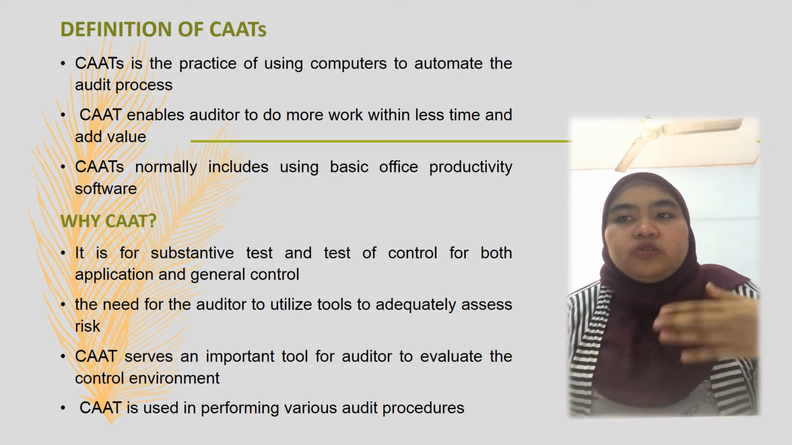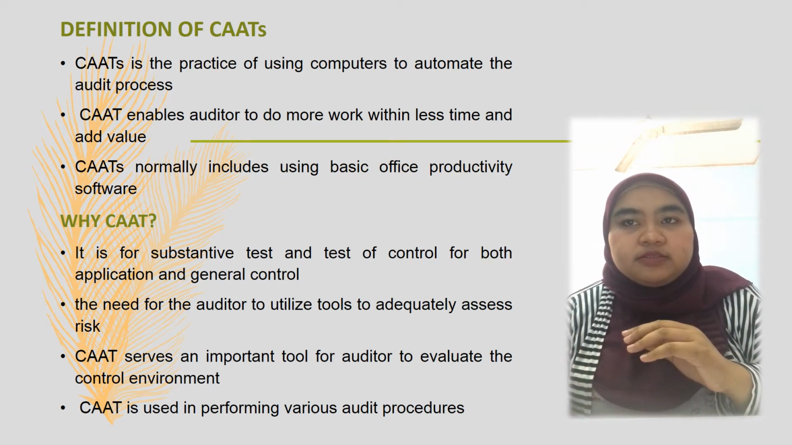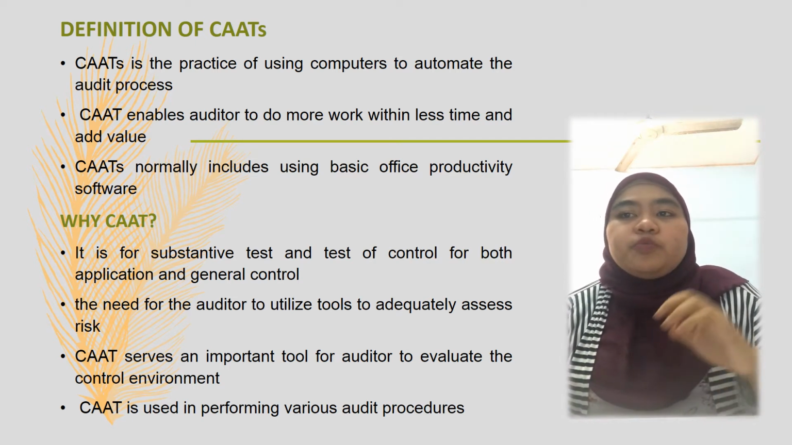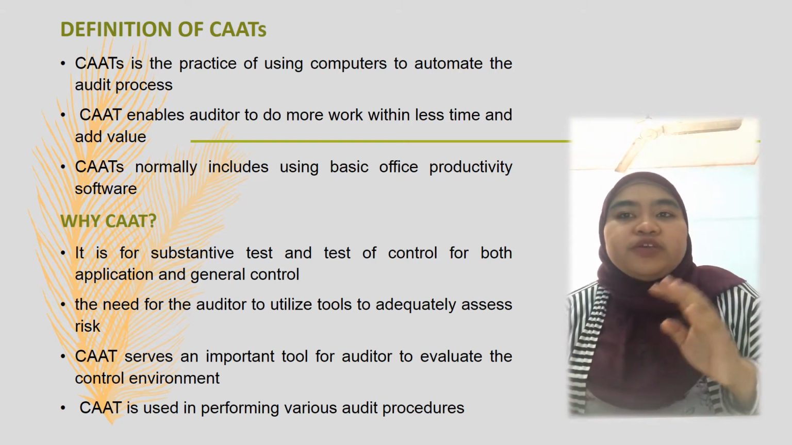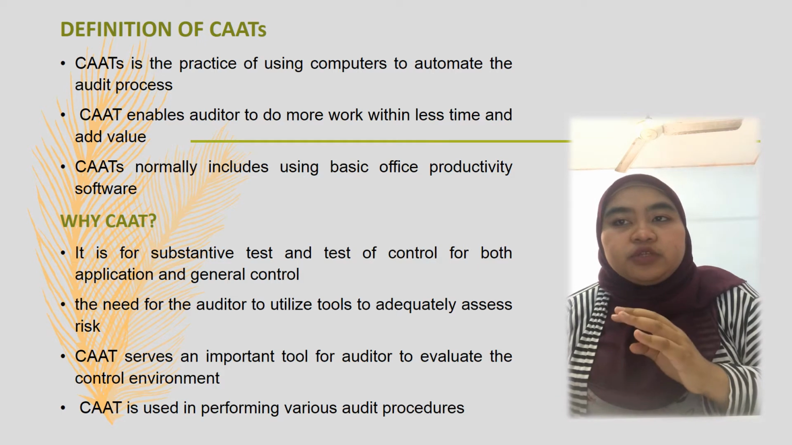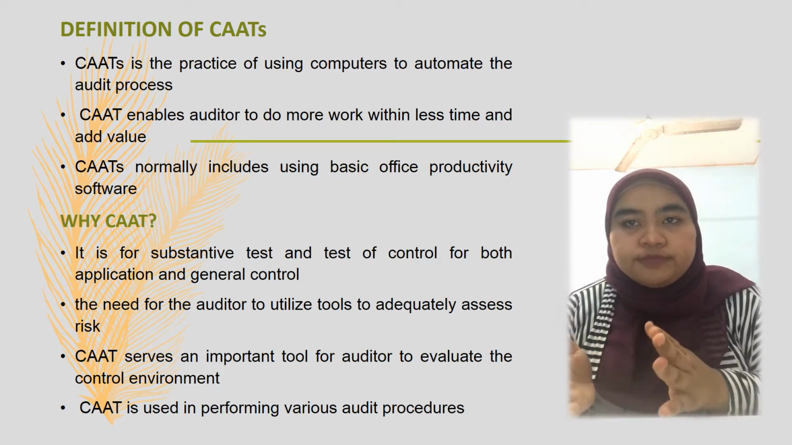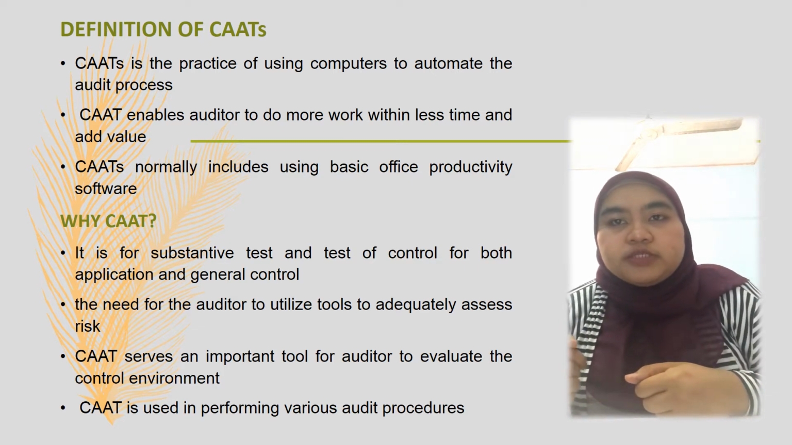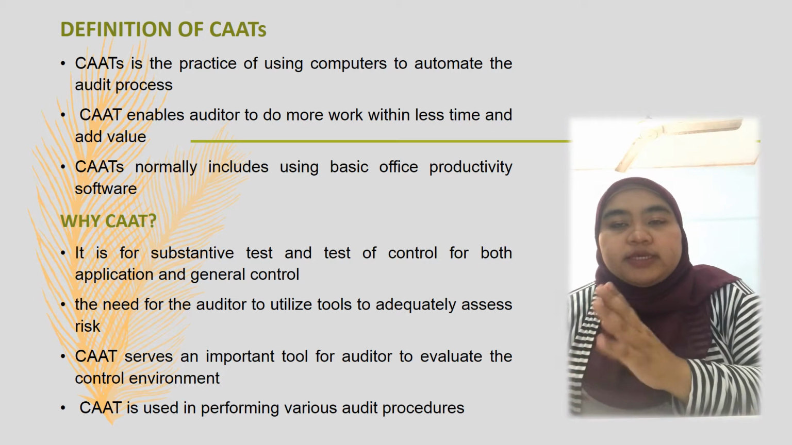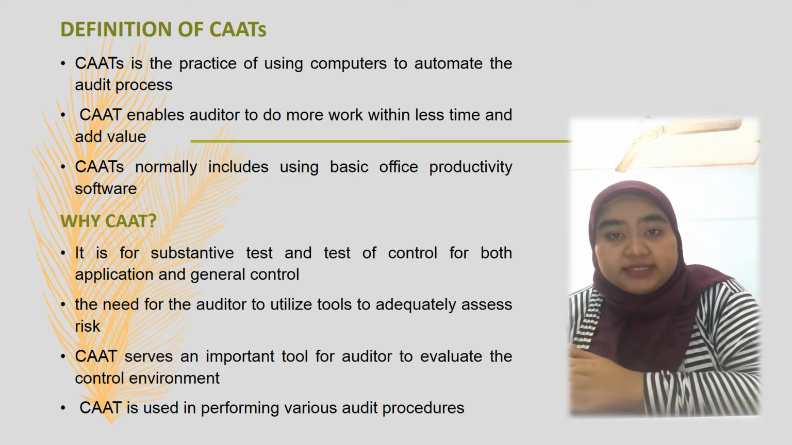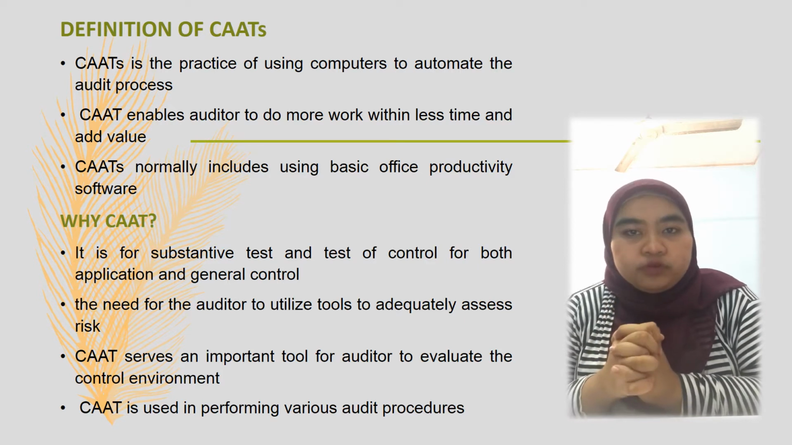CATs normally include using basic office productivity software such as spreadsheets, word processors and text editing programs, and also more advanced software packages which include the use of statistical analysis and business intelligence tools. Alright, next topic is why we need CATs in the audit process. It is for substantive tests and tests of control for both application and general control.